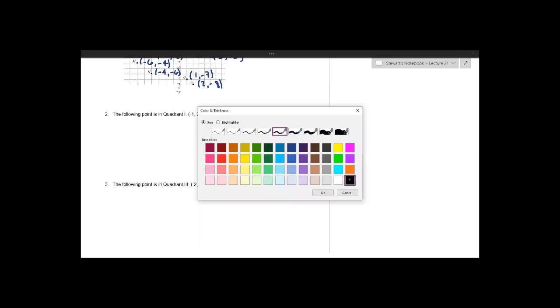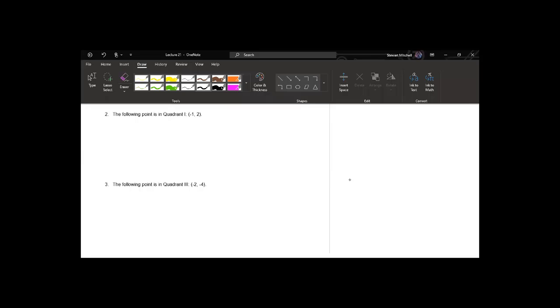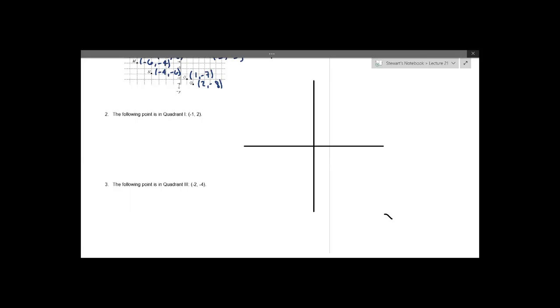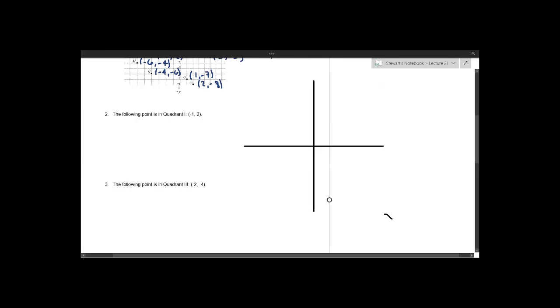So real quick, I'm gonna give us another coordinate plane to work with for all the next questions. Oops, that's not what I wanted to do.